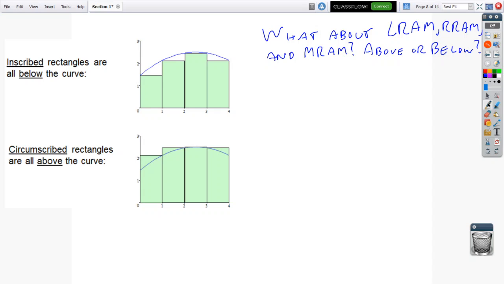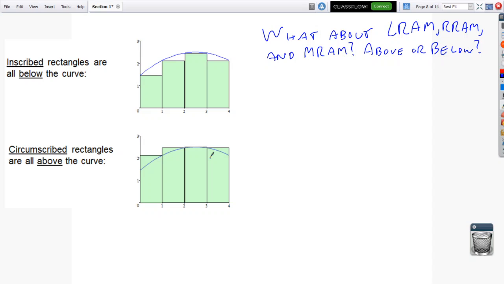Now looking over here for inscribed rectangles, that's an easy one. An inscribed rectangle just means draw every rectangle underneath the curve. So looking here, inscribed rectangles will always be under approximations because they are below the curve. Circumscribed means put the rectangles above the curve. Circumscribed rectangles all above the curve will always be over approximations.